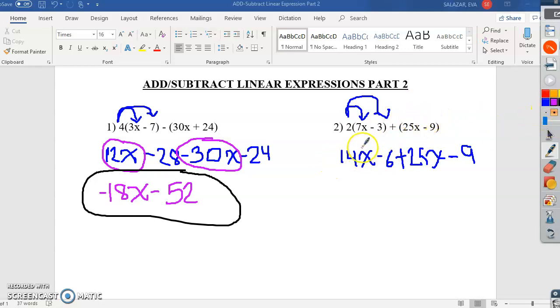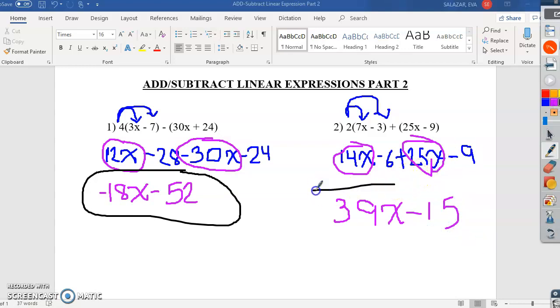I'm ready to combine like terms. I can combine 14x with 25x, and that's going to be 39x. They're both positive, just add them. And then you have negative 6, negative 9, and you keep it negative. Same signs you add, you keep your sign, and that is negative 15. Final answer. And we're done with that.